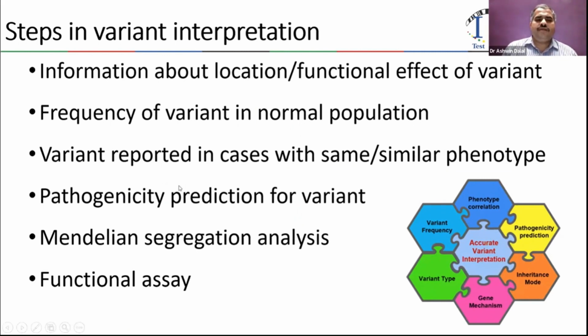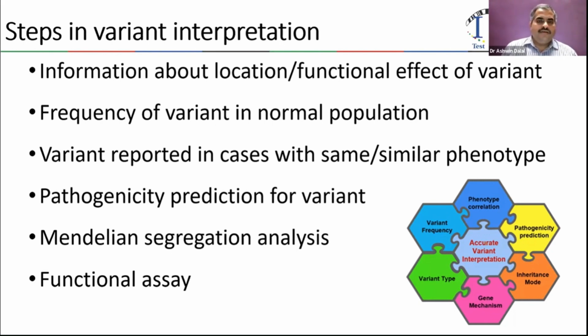So these are the different steps of variant interpretation. We will go stepwise for each variant. If you follow all these 6 steps, then any variant can be interpreted as disease causing or benign. The 6 steps include, first, information about the location or functional effect of that particular variant. Then the frequency of the variant in the normal population. Then whether this variant is reported in other cases with similar phenotype. Then pathogenicity prediction for this variant, followed by Mendelian segregation analysis in the family, and functional assay wherever possible. So when all these parts of this jigsaw puzzle come together, they lead to an accurate variant interpretation.